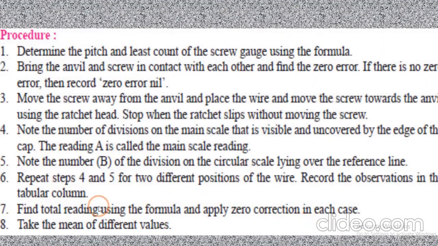What to find and how to find? Let's discuss the procedure. We are going to fit that object in the given gap of micrometer screw gauge. Then we are going to find out the main scale reading, it means the pitch scale on the instrument, and the coinciding division on the circular scale.